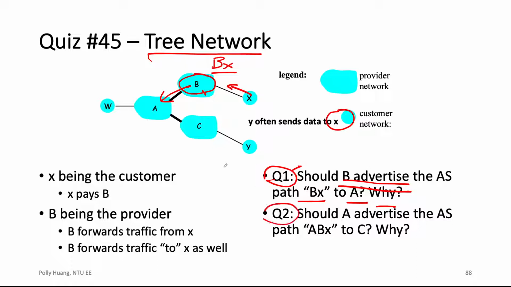Q2, let's suppose B advertises BX to A. Then A will discover what? ABX is a way to reach X. So should A advertise the path to C further? Yes or no? And why?